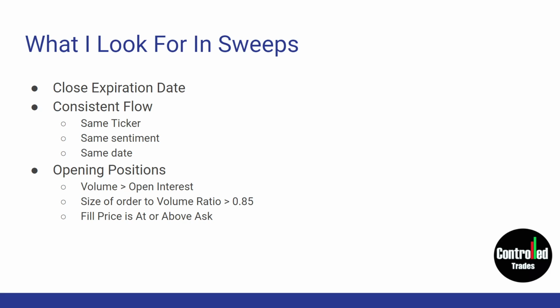And when I refer to opening positions, I want to see that the volume of the contracts being purchased is much greater than the open interest. The second checkpoint that I want to see is that the size of the option sweep, the number of contracts purchased, is almost 85% of the total volume for that given contract. And then the third thing that I want to see is that the fill price, the price that the actual sweep was filled at, is at or above the ask. That just shows us that the trader that was using the sweep was very aggressive and they wanted to get in as quickly as possible.